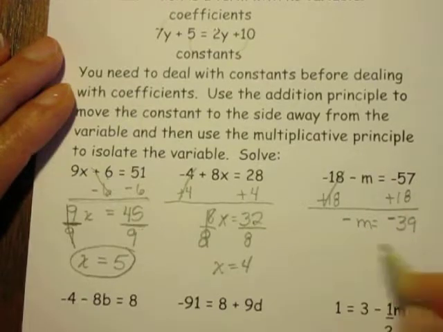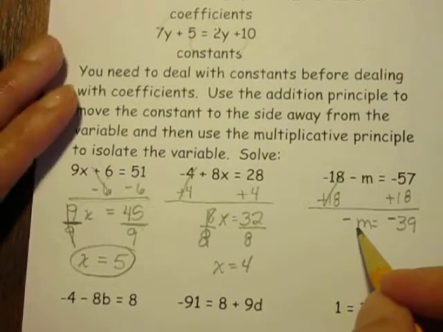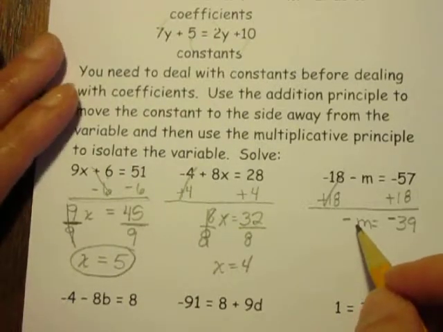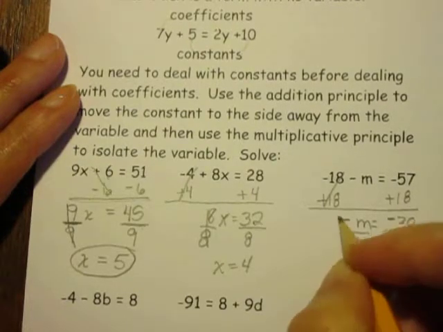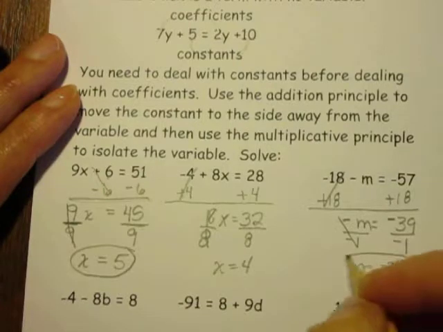Now again, we can use that little trick that I don't really want negative m, I want to know what m is. And so you can either multiply each side or divide each side by negative 1. I have room here, so I'm going to go ahead and just divide each side by negative 1. That eliminates, so I have m is equal to 39.